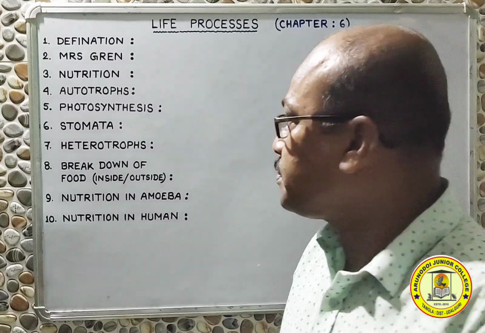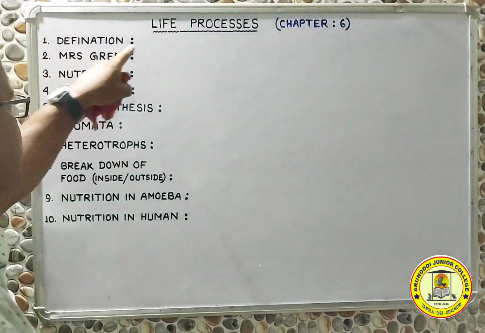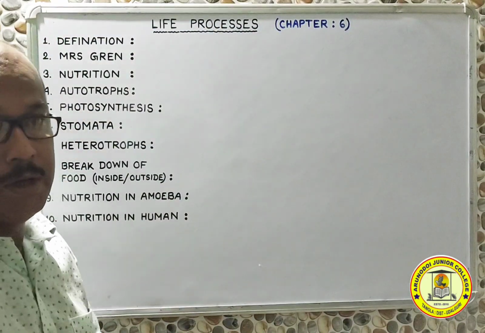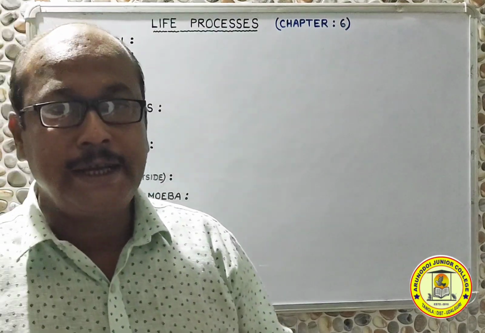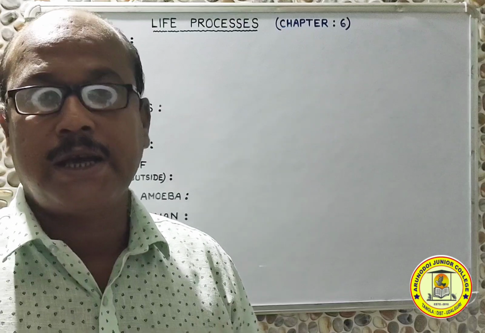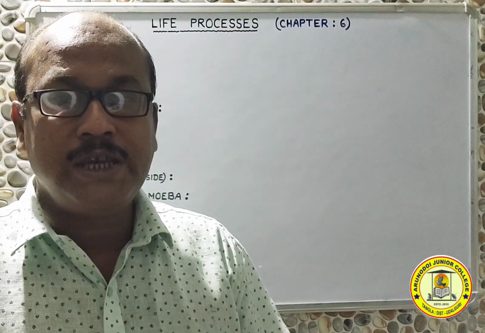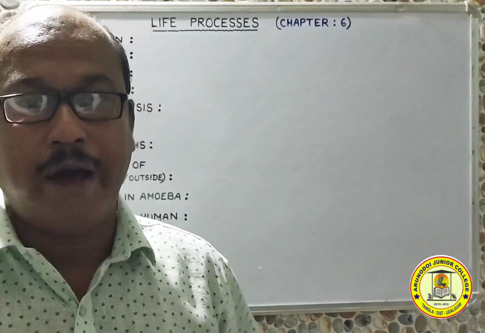So let's start. So first, what is the definition of life process? There are certain biochemical activities going on constantly inside our body. All these processes which keep us alive are called life processes. So without the life processes, we can never survive.